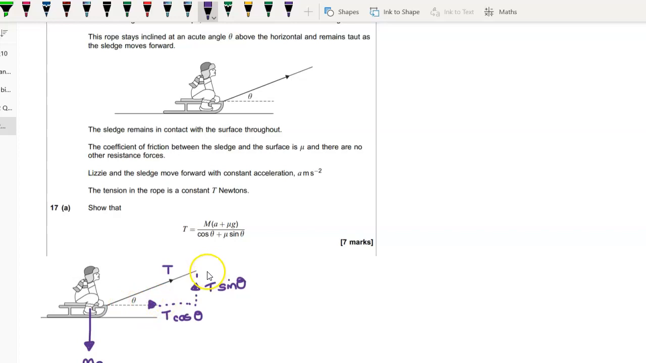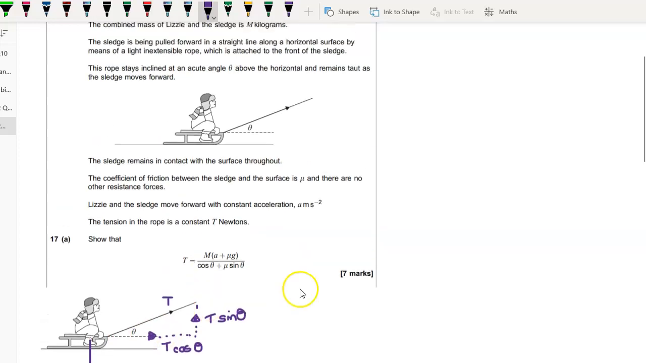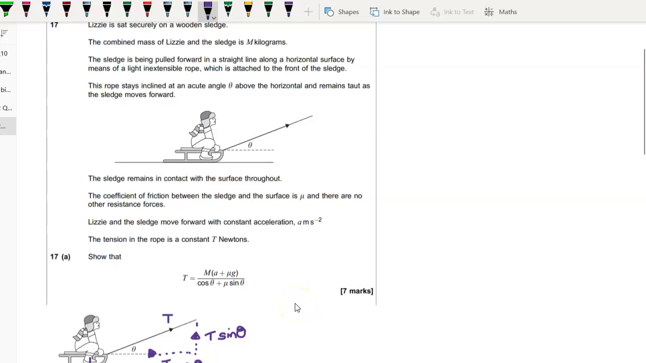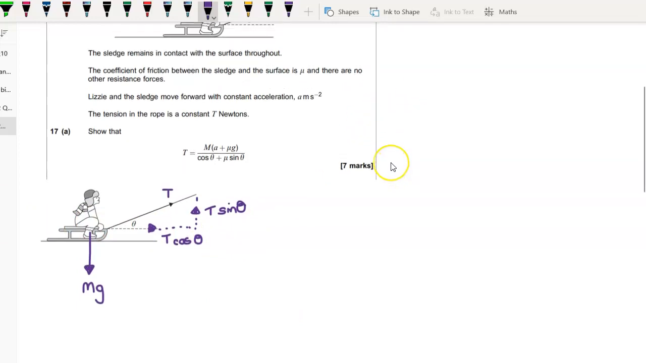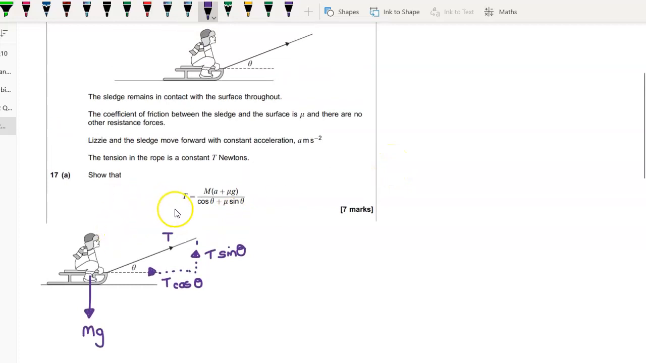Otherwise that tension wouldn't be pulling in that direction. The rope stays inclined at that acute angle above the horizontal and remains taut. The sledge remains in contact with the surface throughout, so it's just moving horizontally along here. It's at no point going up. Lizzie and the sledge move forward with a constant acceleration of a meters per second squared, and the tension in the rope is constant. The coefficient of friction between the sledge and the surface is mu, and there are no other resistance forces.